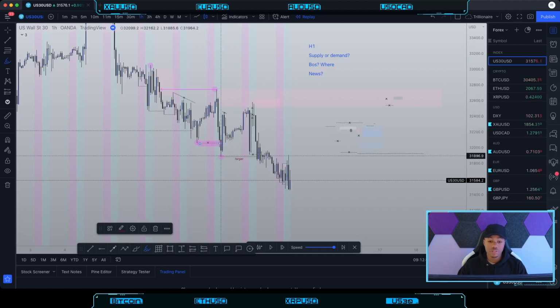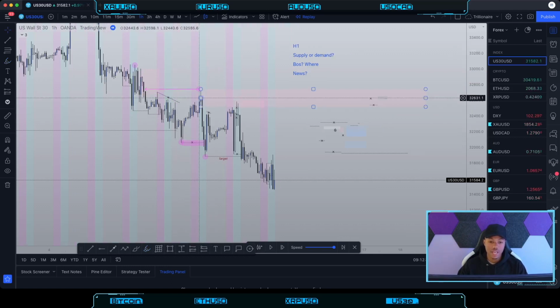And it was a break of structure to the downside after price had swept this liquidity here, and we also tapped into this supply region here, right? So after all of that takes place, we break to the downside. So not only do we have a supply point of interest to look for price to trade from, but we can also see that we have a break of structure to the downside.